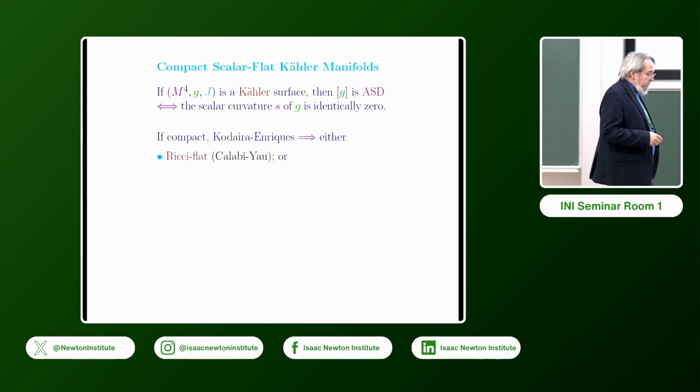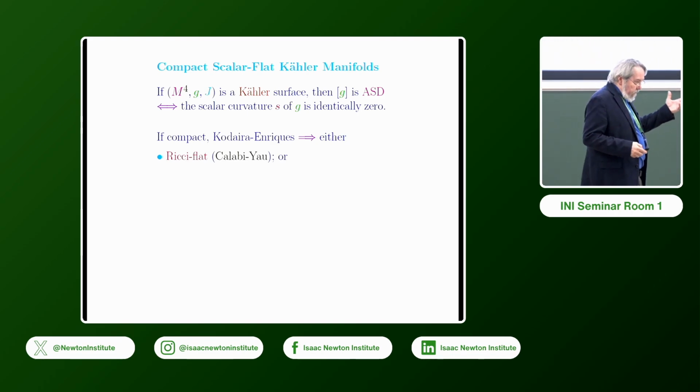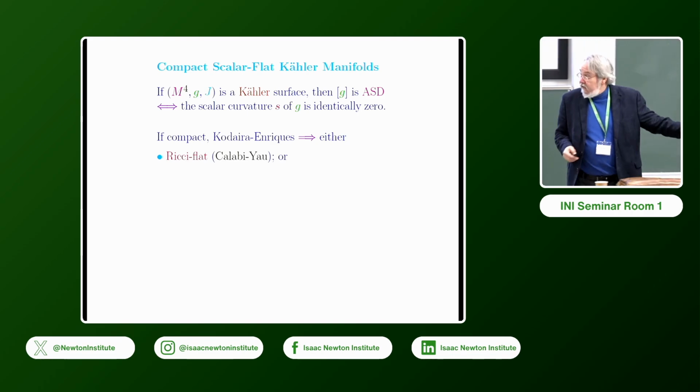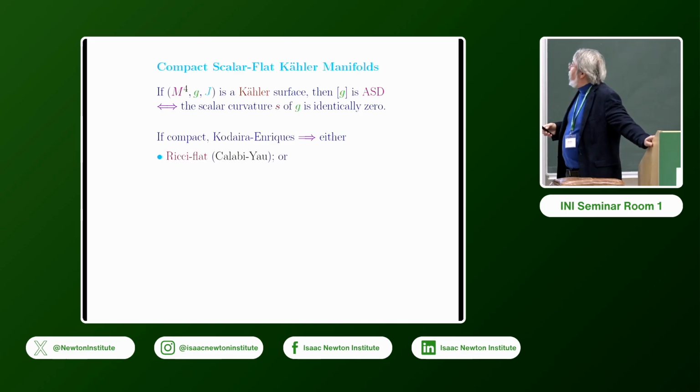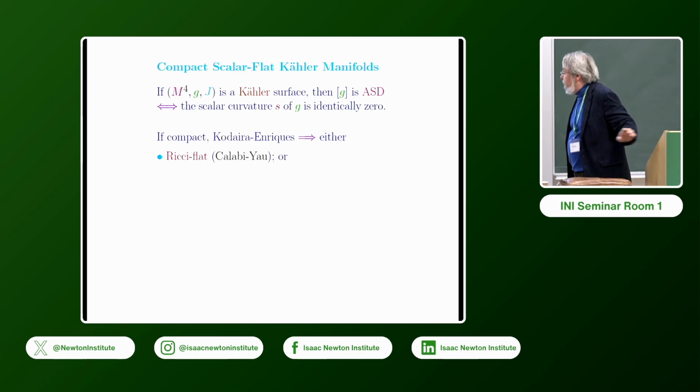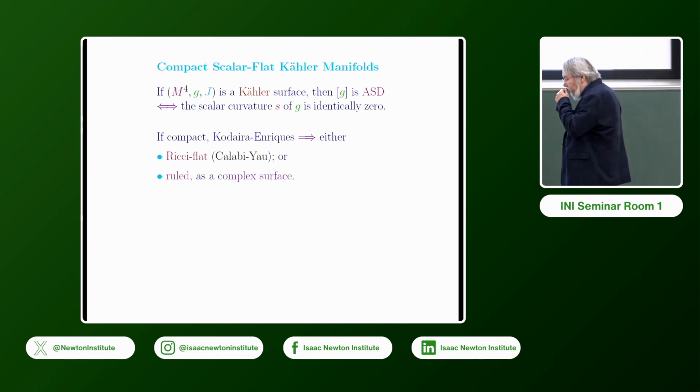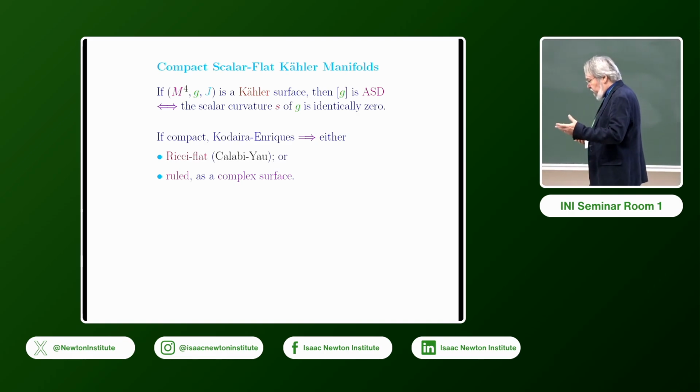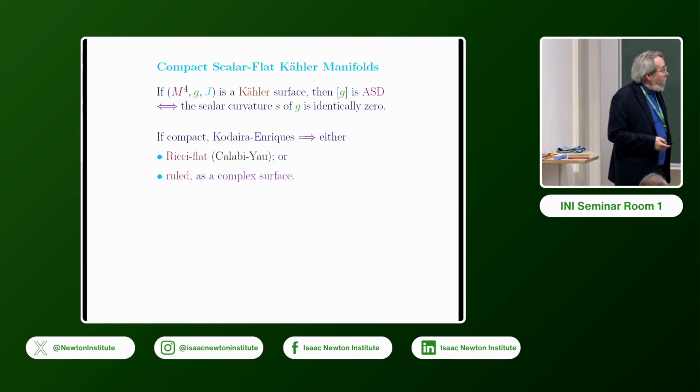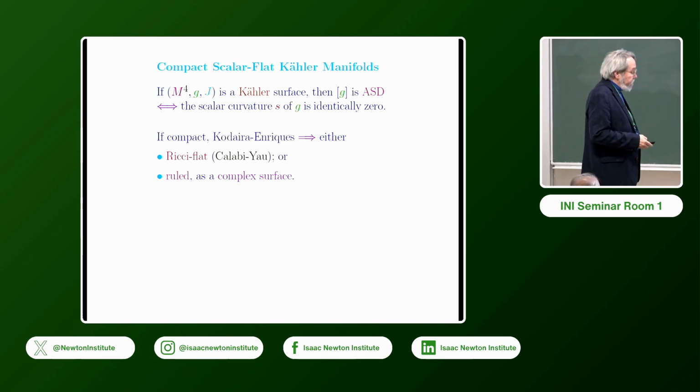So then it would be Calabi-Yau. The simply connected example would be K3, or it could be a torus, or it could be a finite quotient of those. Or the other possibility is it could be a ruled complex surface, so it would be bimeromorphic to something which is a CP1 bundle over a complex curve.